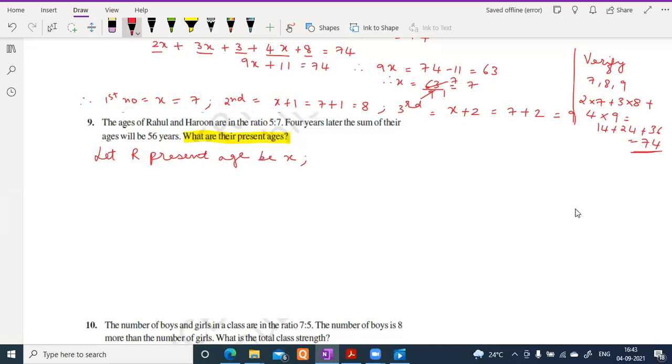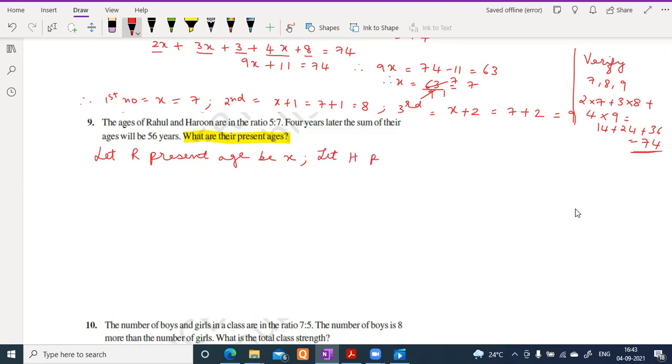Like they used to tell that it is consecutive or it is multiple, like that. They used to tell like that, and we used to assume the second and the third unknown. They have not told anything. They have not told that they are consecutive or multiple. Nothing has been told, just the ratio of their ages has been told. So what we will do, let us assume Harun's age also.